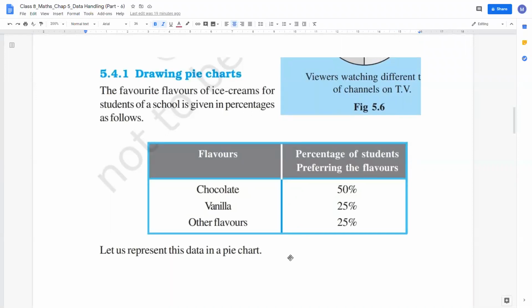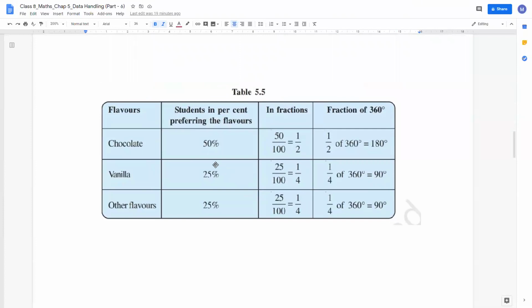So first of all, as I taught earlier, we have to prepare a table. In that, first of all, we have to find the fraction of each information given. So let us see the table here. See, first column flavors and second column students in percentage preferring. These two columns are given in the question. We have to make two extra columns. So in the third column we write the heading fraction, and in the fourth column we write the heading fraction of 360, or we can write central angle.